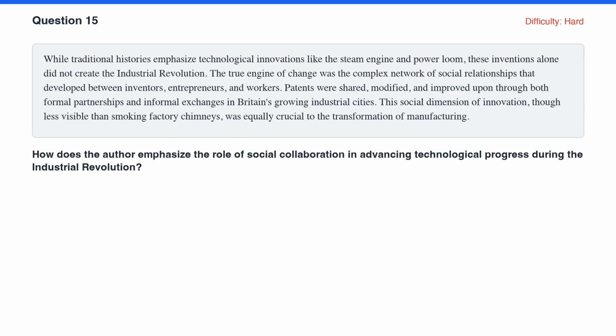Question 15 of 25. Staying in hard territory. This passage is titled The Role of Social Collaboration in the Industrial Revolution. The passage argues that the Industrial Revolution was driven not just by inventions like the steam engine and power loom, but by a network of social relationships among inventors, entrepreneurs, and workers. The question asks how the author emphasizes the role of social collaboration in advancing technological progress.